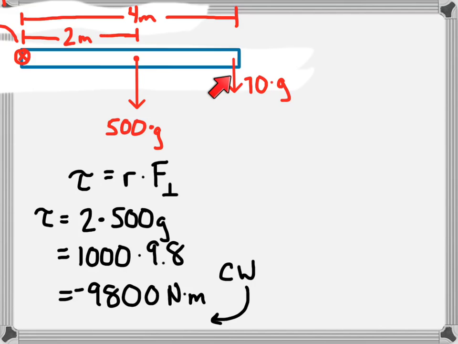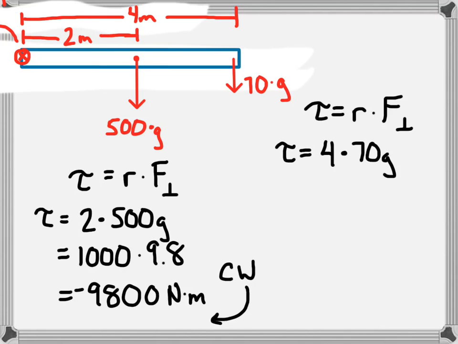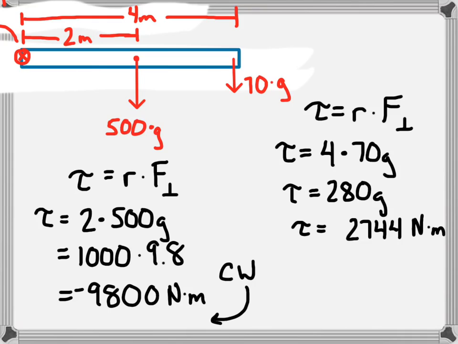Alright, let's go over here and look at this force and calculate the amount of torque from that force. So again, our formula: r times the perpendicular force. The value of r this time is 4 meters, since it's 4 meters away from the pivot point. And make sure you're counting distance away from the pivot point. Then I'm going to multiply that times the force, and since that force is perpendicular, I just need to put in 70 times g. When I do a little math there, I get 280 times g, or 2,744 Newton meters.